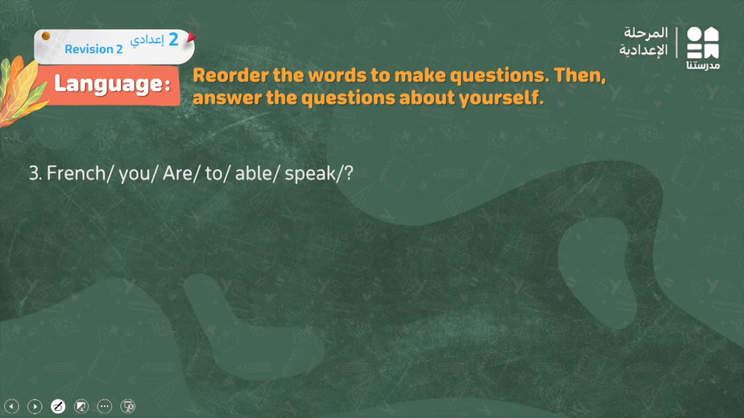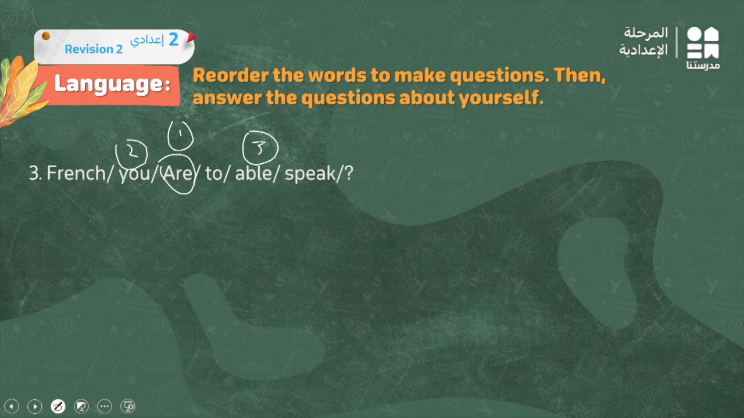Number three, French, you, are, to, able, speak. Able means can. بس احنا لازم طبعا it should be preceded by am, is, or are. And here I have a question, and here I have a capital letter of a word, which means this is gonna be my first word. So this is number one. Are needs to be followed by a subject. Are you. Then the rest of the expression, able. Are you able? This is number three.